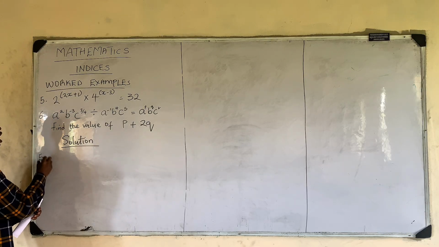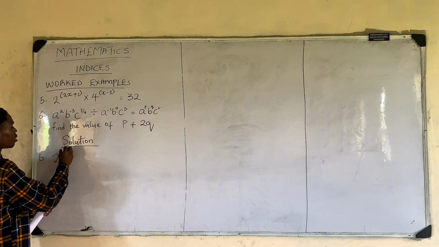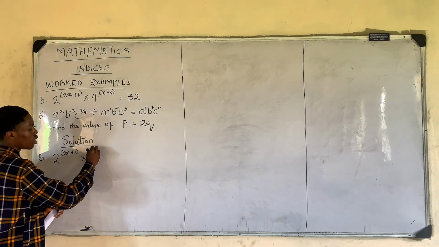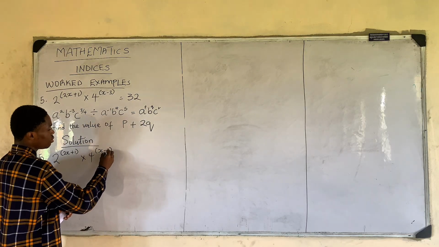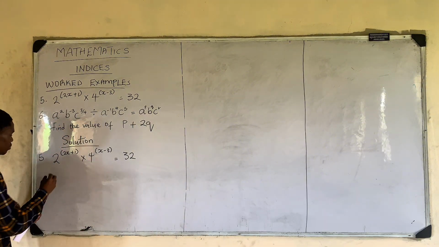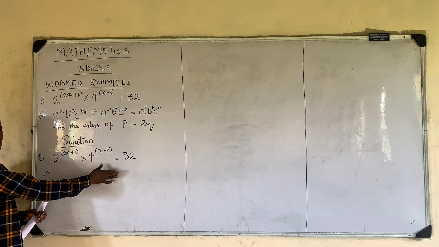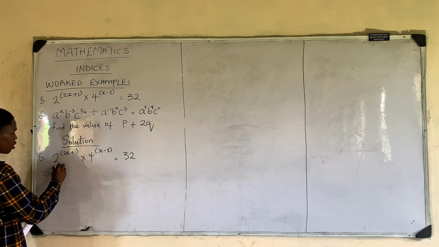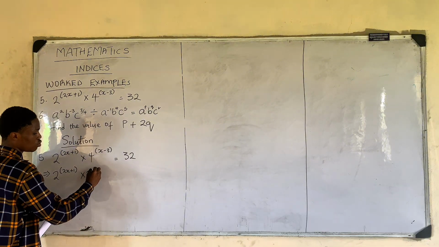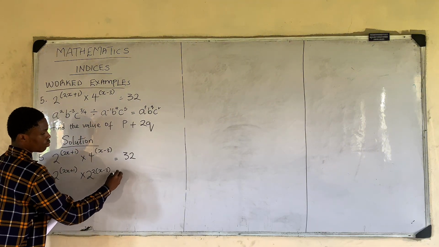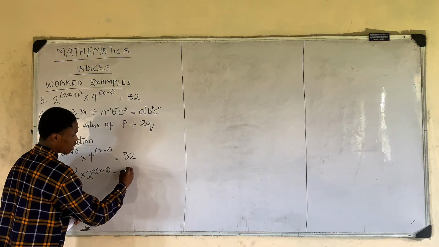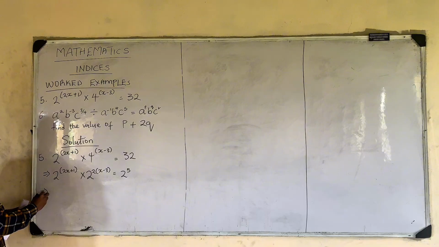For number 5, we have 2 raised to the power bracket 2x plus 1 times 4 raised to the power bracket x minus 3 equals 32. Now let's balance the equation. This implies, first we balance the equations, right? 2 raised to the power 2x plus 1 times 2 to the power of 2 bracket x minus 3 equals to, you break it down to 2 to the power of what? 5.